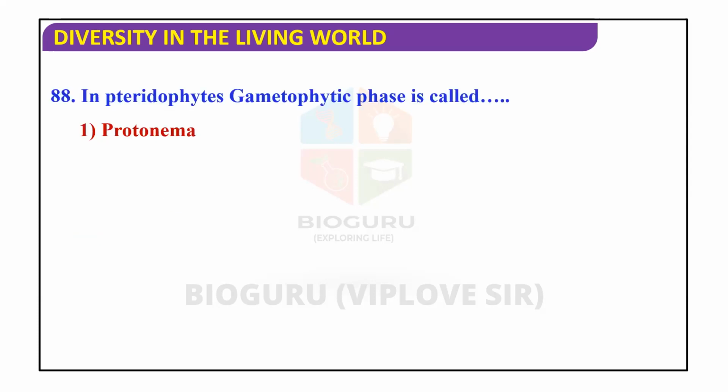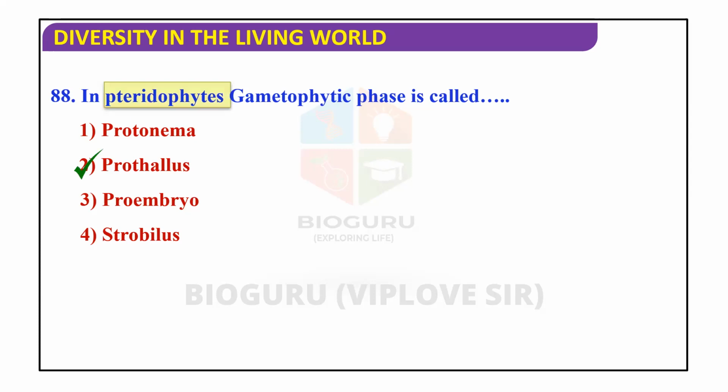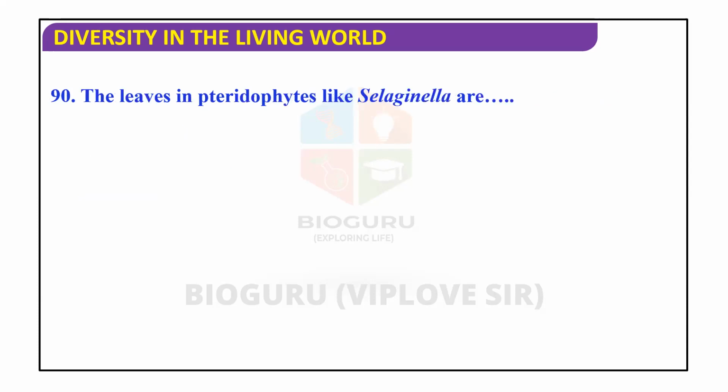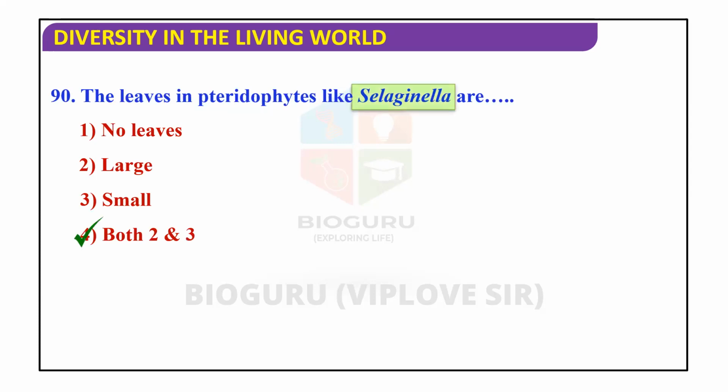In pteridophytes, the gametophytic phase is called protonema, prothallus, proembryo, or strobilus. Yes, the answer is prothallus. In ferns, the sorus is protected by its own membranous sheath called indusium, false indusium, frond, or pinna. Yes, the right answer is indusium. The leaves in pteridophytes like Selaginella are no leaves, large leaves, small leaves, or both 2 and 3. Yes, both 2 and 3.